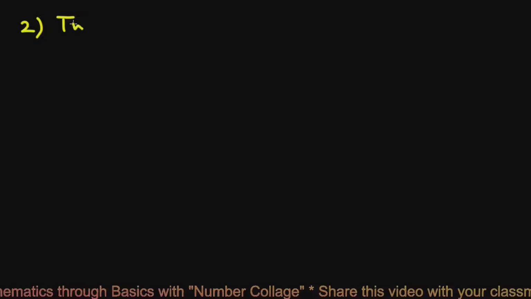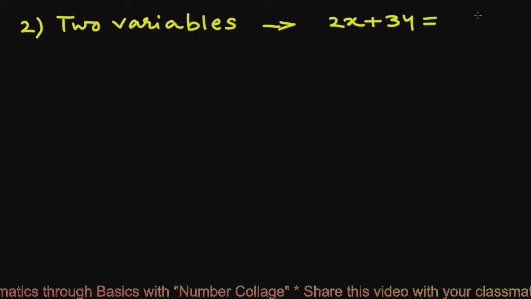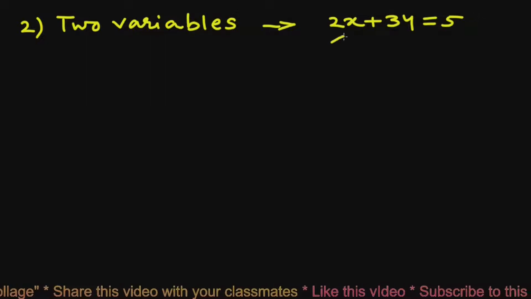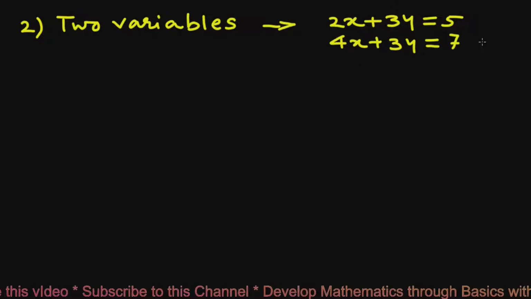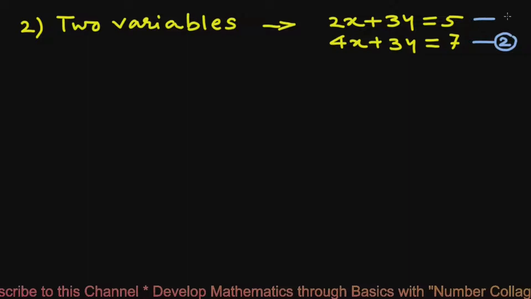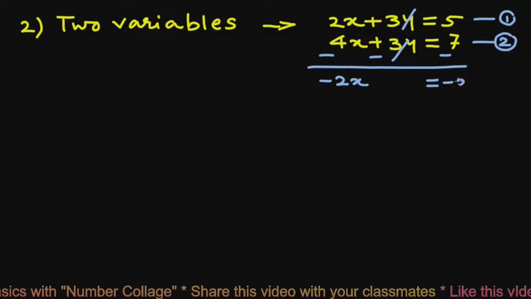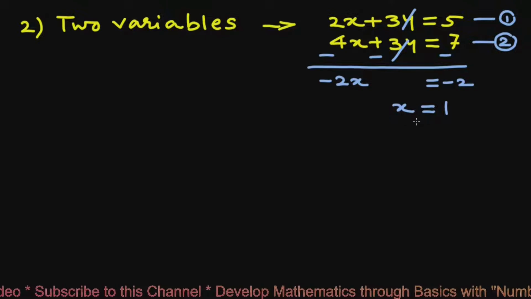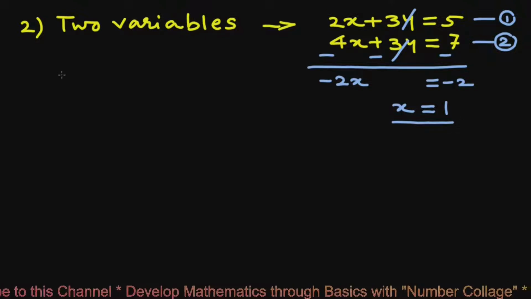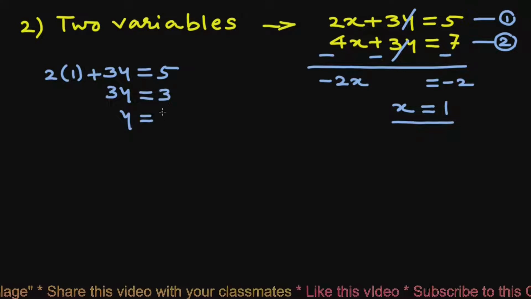In a system of equations in two variables, say for example the equations 2x plus 3y equals 5 and 4x plus 3y equals 7, in order to solve these equations, we subtract the second equation from the first one to get minus 2x equals minus 2. Hence x equals 1. To get the value of y, we substitute x equals 1 in the first equation to get 3y equals 3, and hence y equals 1.